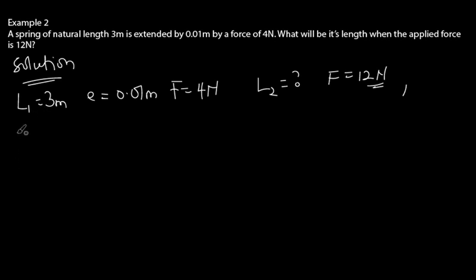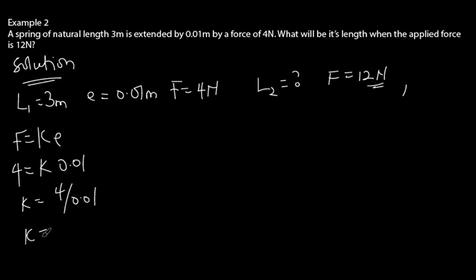We know that per Hooke's law, force is proportional to the spring constant times the extension. So we have the force in the first case, 4 newtons, is equal to the spring constant K times the extension, which is 0.01. So our K is equal to 4 divided by 0.01. So our spring constant in the first scenario is 400 Newton per meter. Because our spring constant is this, we can use that in the second scenario.